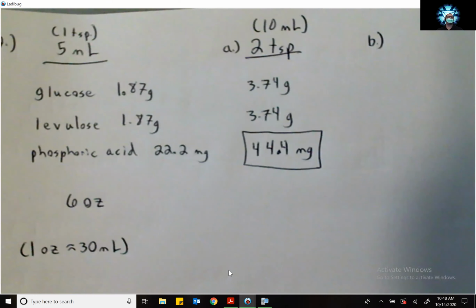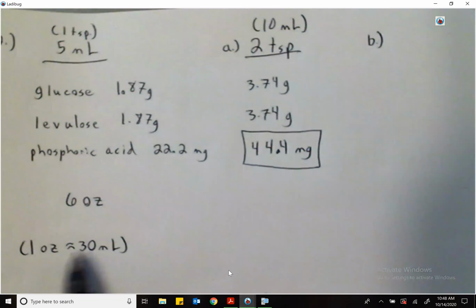Why by 3? If you're going from 10 milliliters to 30 in the 2 teaspoon one. Am I going from 10 milliliters to 30? I thought it said 30 milliliters. Oh, I'm sorry, the 1 ounce. Nothing, I misread something. Okay.